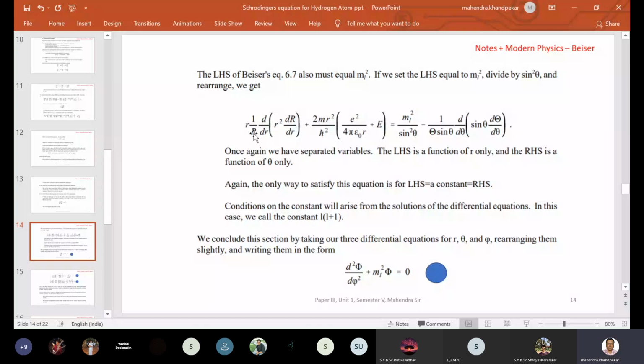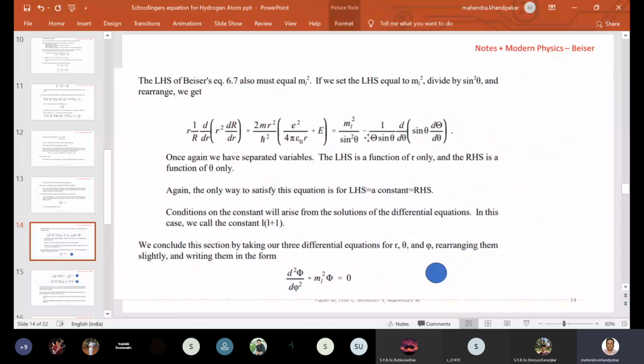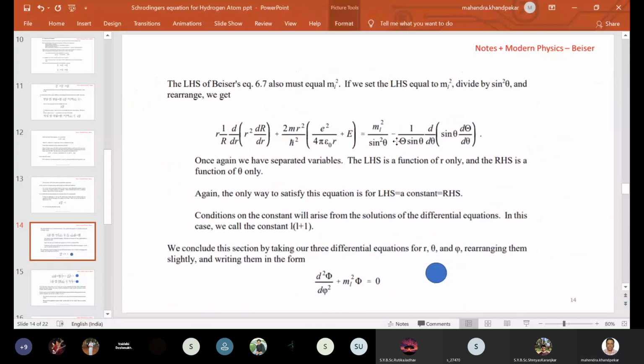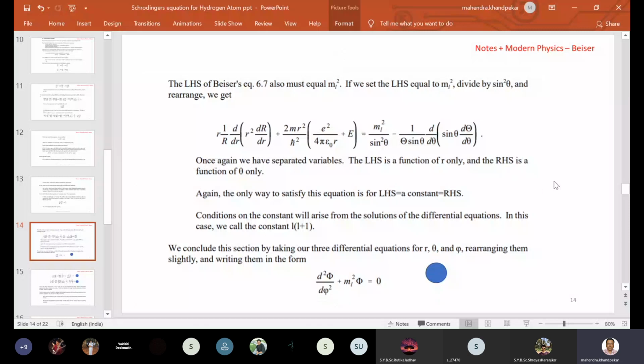Okay, see here it is r, small r, capital R. So now the LHS is a function of r only, while the RHS is a function of theta only. Now if this happens, we can equate it to some constant, as I said. Okay, there also we played the same trick.